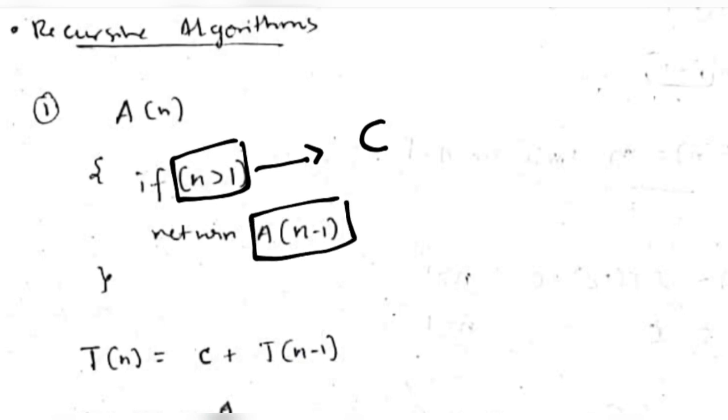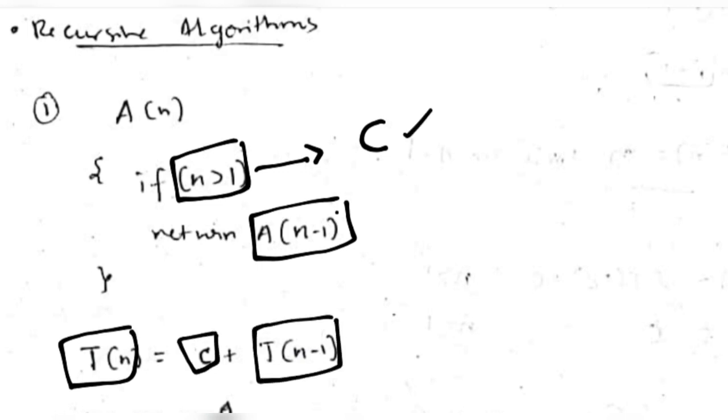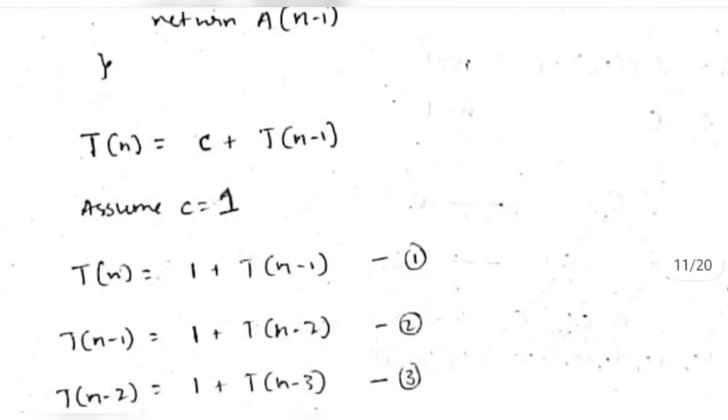Now total time taken will be T(n), which is equal to c, which is for the comparison, plus the time taken for n minus 1. T(n) is the time taken for A(n), and T(n-1) is the time taken for A(n-1), and c is the constant time for comparison. So you can write the general equation as T(n) = c + T(n-1). Consider, for instance, the constant amount of time is 1 for simplification purposes.